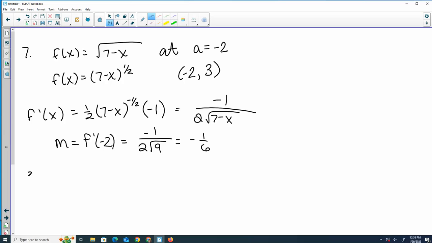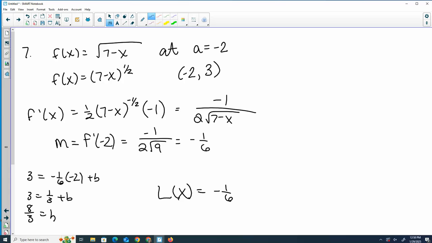So y equals m times x plus b. So 3 is like 9/3 minus 1/3 is 8/3. So the linear approximation, L of x, is -1/6 x plus 8/3.